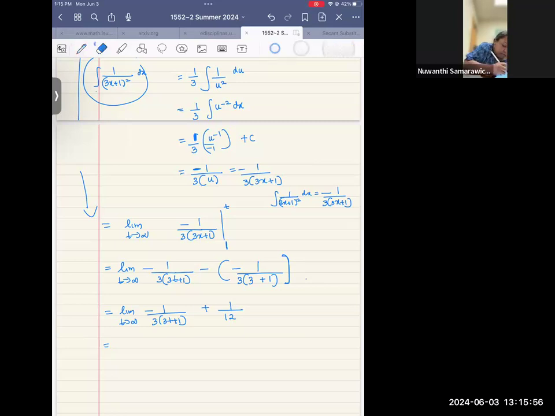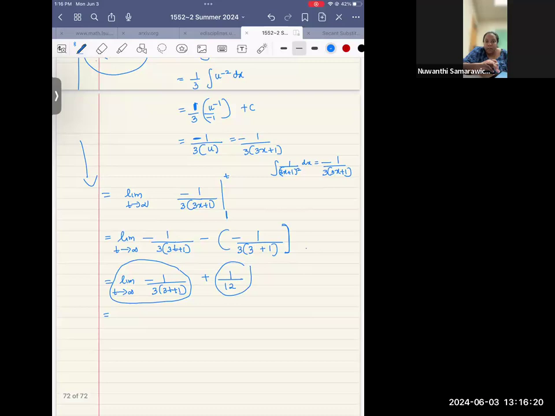t goes to infinity. Okay, so here you get 1 over 12. What about this answer? What is this? Yes, 1 over 12. Yes, very good. So, yes, we get negative 1 over infinity. So this whole thing becomes 0 plus 1 over 12. This is 1 over 12. So this is the answer.